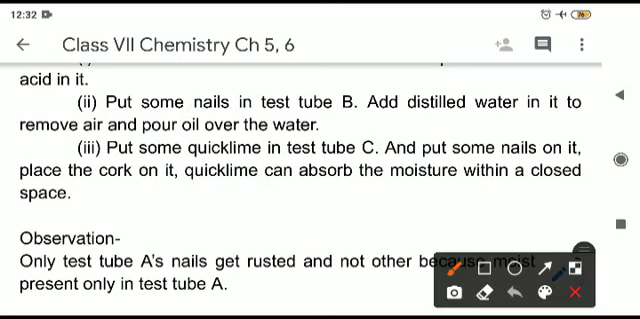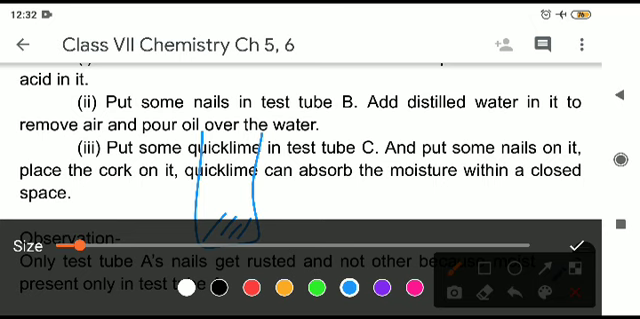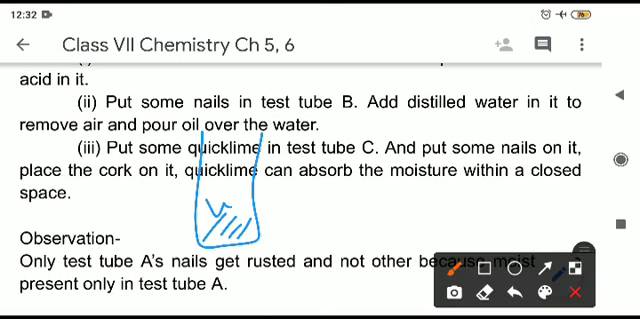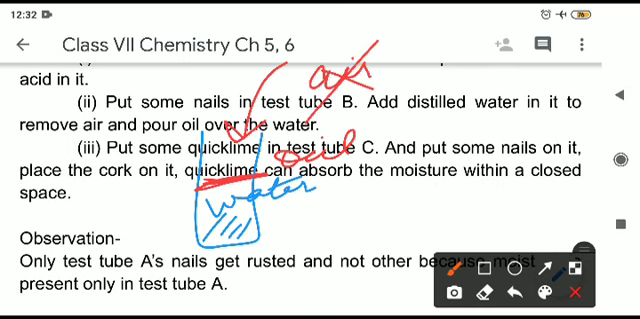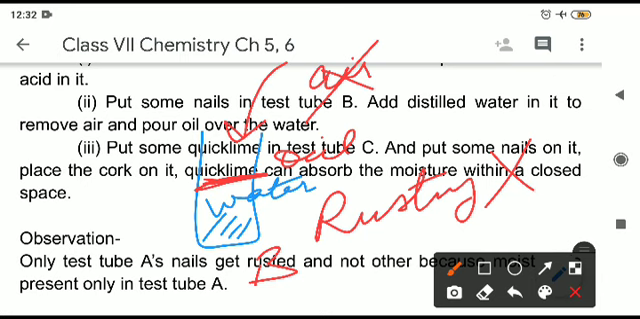In the second test tube, what happened there? In the second test tube, we have taken some iron nails and we have added water, boiled and put oil over the water. So in this test tube, water is available, but on boiling, air has been removed, and above this, what we have taken? Oil we have taken. Now if air wants to enter, air will not be able to enter because oil is deposited here. So in the test tube B, rusting does not take place because water is there but air is not present.